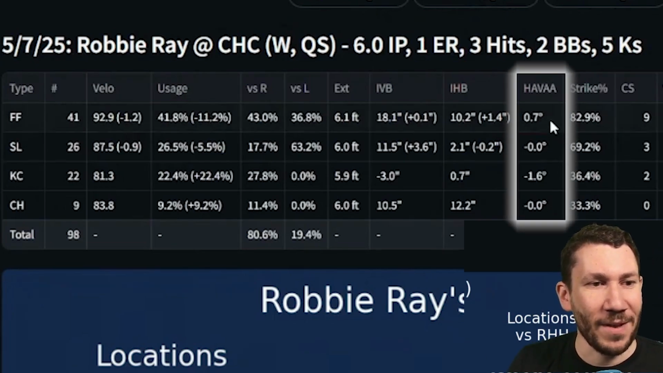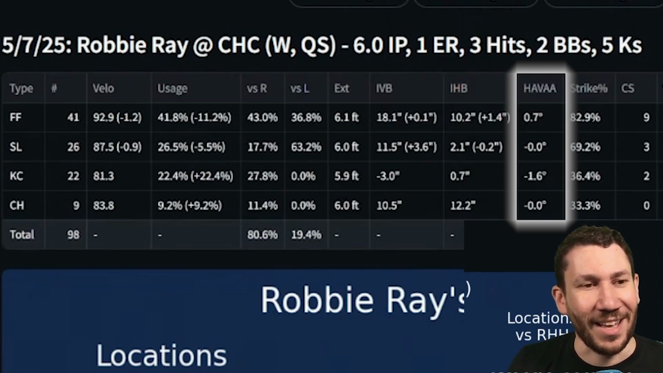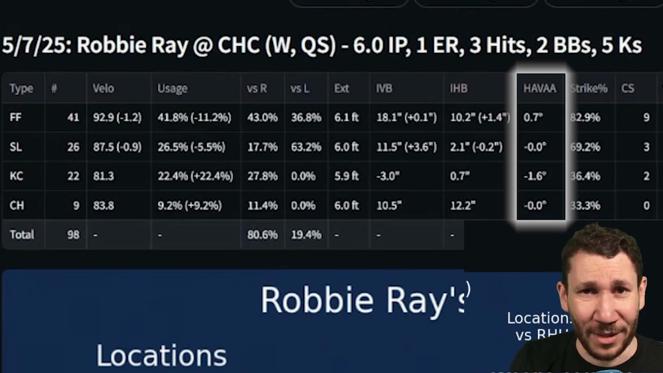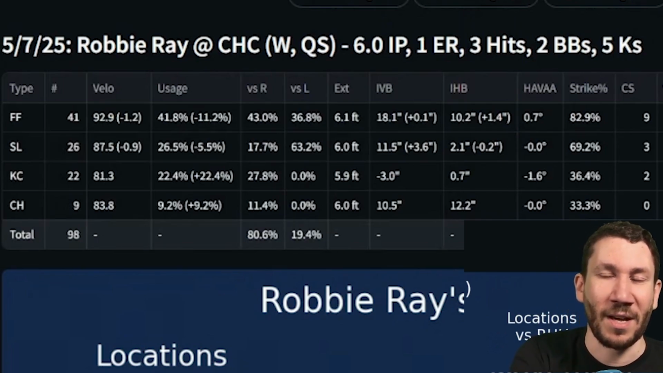All right. You have height adjusted VAA. I know this is a very annoying acronym. And HAVAA. This is attack angle. Okay. Also known as VAA. The difference between height adjusted VAA and VAA is actually very simple. But first I'm going to explain what the concept is.